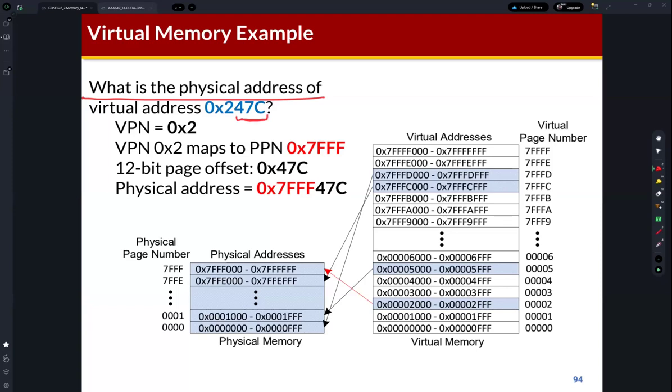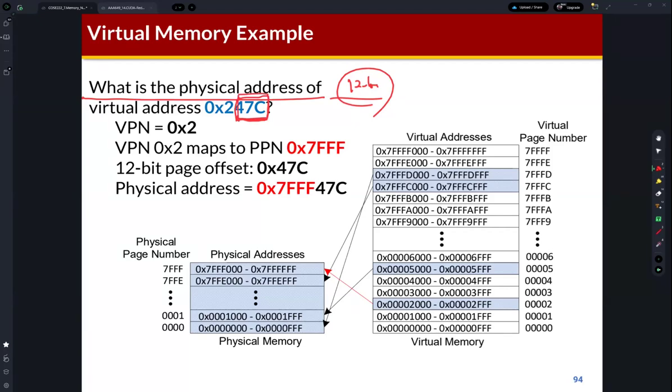Because 1 digit of a hexadecimal number is equivalent to 4 bits, right? And then I mentioned that the page offset size is 12 bits, which is 3 digits in a hexadecimal number. So this is the page offset part.